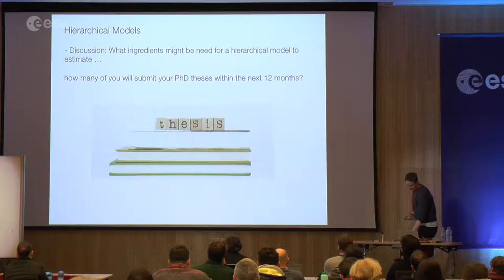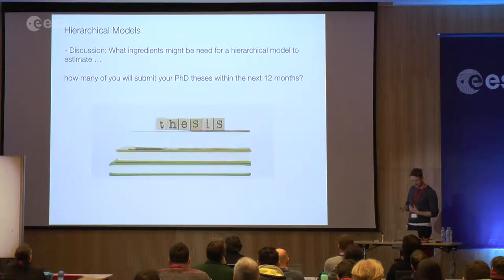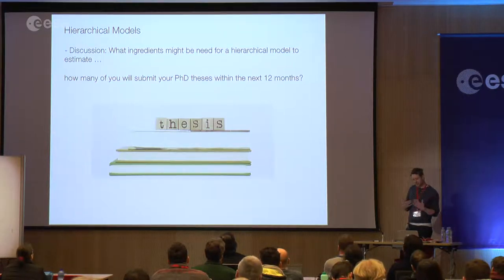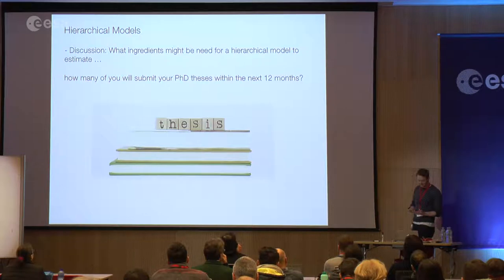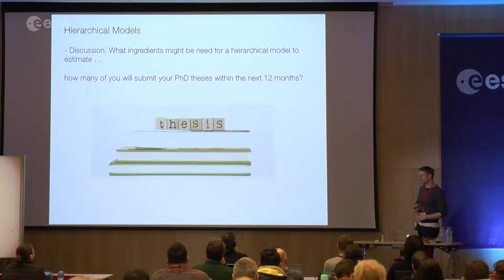So I thought it's something to think about. I wrote it as discussion, but maybe the room is a little too large to have it as a proper discussion. But it's worth thinking about, and maybe chatting to your neighbor at some point over the break: try to imagine what ingredients you might have if you wanted to build a hierarchical model in order to estimate something. It can be whatever you like, but one example would be to estimate how many of you are likely to submit your PhD theses within the next 12 months. So the idea would be just to think about this as a modeling problem.